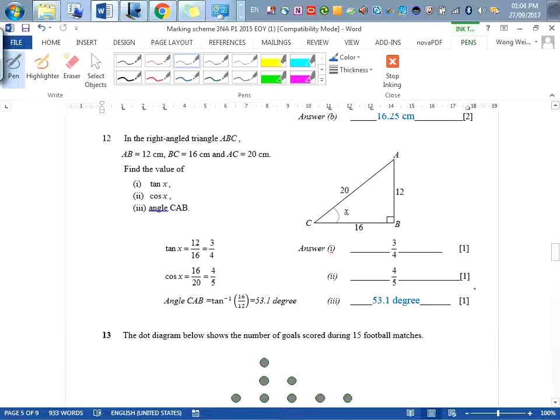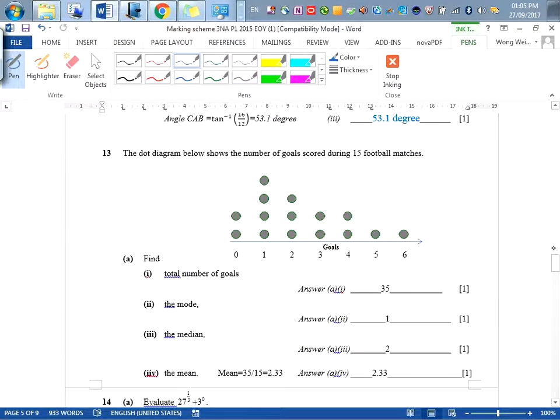Any more questions? Any questions? No? Then question 13. How many football matches are there? 15 matches. So each of this circle, they all represent a match. Okay? And by putting them this way, we can tell how many matches they scored 0. So how many? 2 matches they scored 0. 4 matches scoring 1. 2 matches they scored 4, so on and so forth. Total number of goals will be, add everything up.